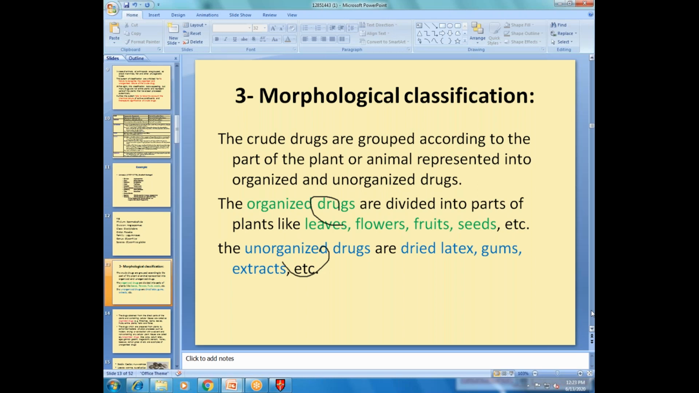The organized drugs are divided into parts of the plants like leaves, flowers, fruits, seeds, etc. Whereas in the case of unorganized drugs, these are dried latex, gums, extracts. Later in the slides, I will explain what is organized and unorganized. As of now, you just look into this. These are the types of morphological classification. It is based on the grouping of the part of a plant used, or the animal.